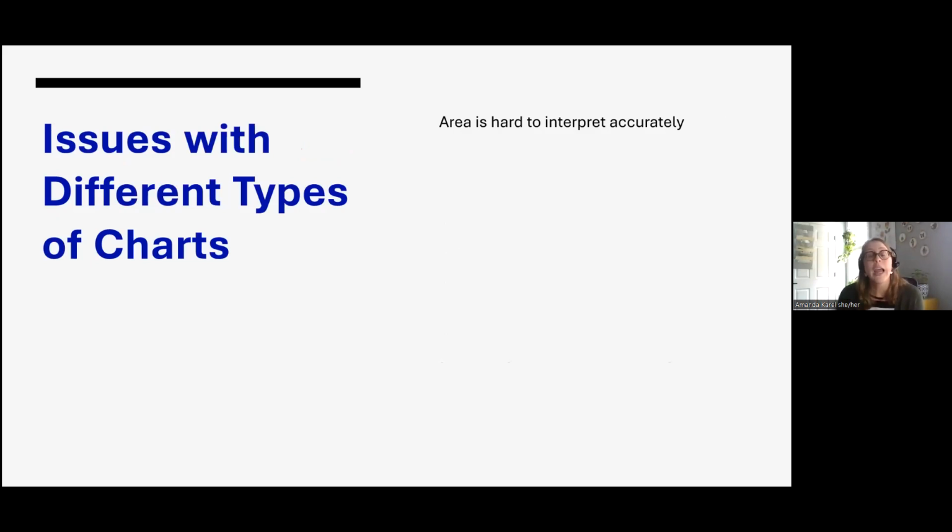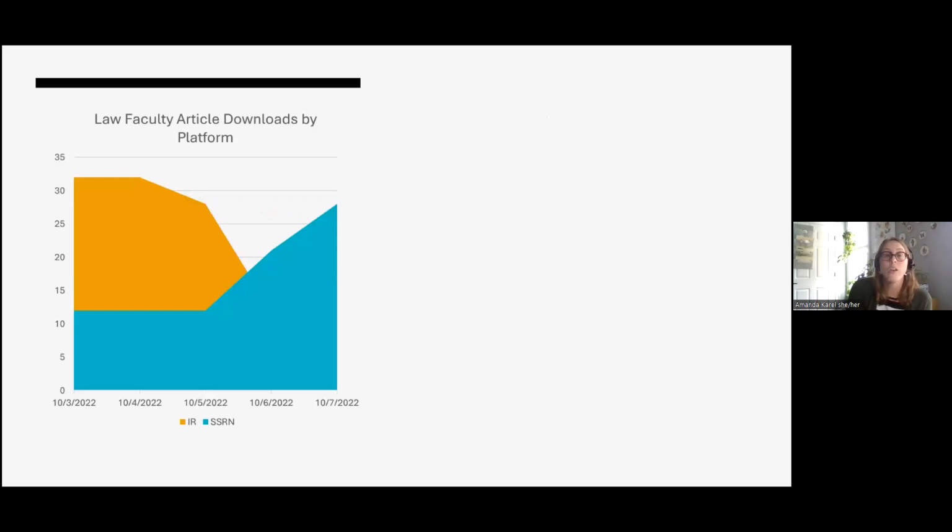First principle, area is really hard for people to interpret accurately. So avoid charts that rely on interpreting area. So here is a fake chart I made that shows theoretical downloads of articles written by law faculty over 5 days to help compare the SSRN and a library's IR. And while this is a visually attractive chart because it really is colorful, area charts are really hard to interpret.